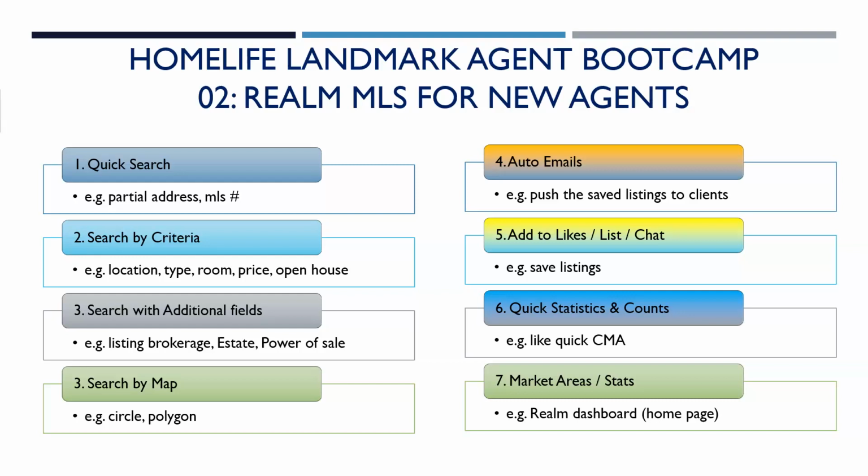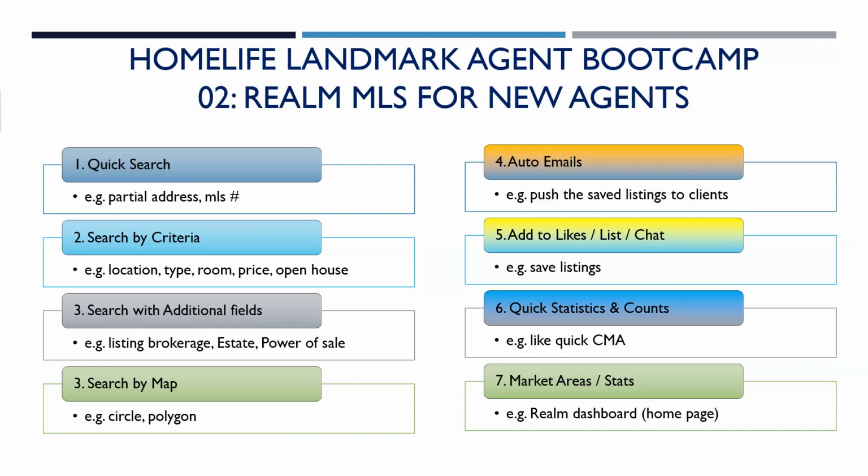I think you may have already started doing some of the searches and some of the stuff in RUM, so this may help you a little bit. The left-hand side I'm going to cover today is the quick search and everything to do with the search. The right-hand side will be other functionality that will help you, like the auto email, how you push the search to your client, and how you add the listings you like into a list, like in the chat to your client.